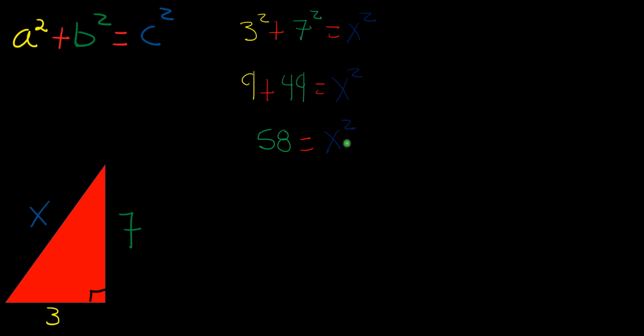So in order to get rid of the squared, we have to do the square root. So when I take the square root of x squared, it simply becomes x. And if I take the square root of one side, I have to take the square root of the other. So of course this is just going to be the square root of 58. And we can put that in decimal form by saying the square root of 58 is going to be 7.62. And that's going to be equal to our x.